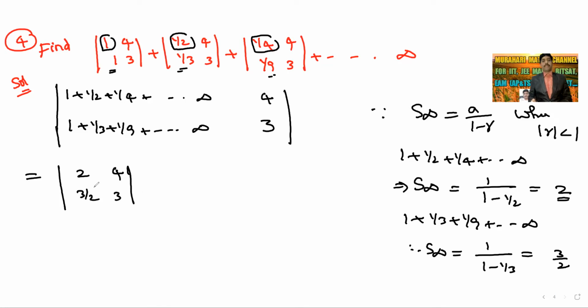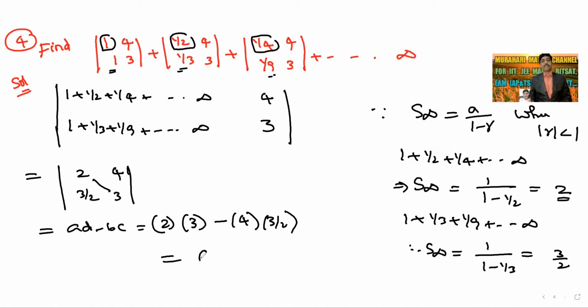We have the det of a 2 by 2 matrix formula AD minus BC. So it will be 2 into 3 minus 4 into 3 by 2. It will be 6 minus 12 by 2. 6 minus 6 is equal to 0. What is the answer? 0.